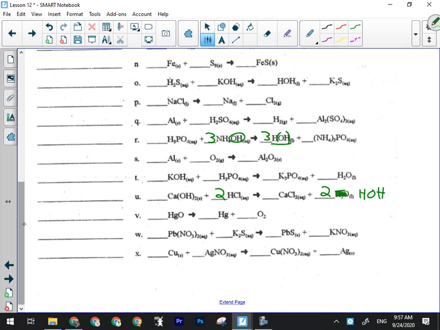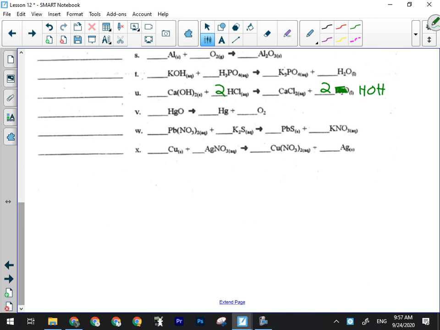All right, and the other one I wanted to look at in terms of balancing was W. We have lead(II) nitrate reacting with potassium sulfide. Those are both aqueous solutions, and they are going to produce lead(II) sulfide, which is a yellow precipitate, and potassium nitrate.